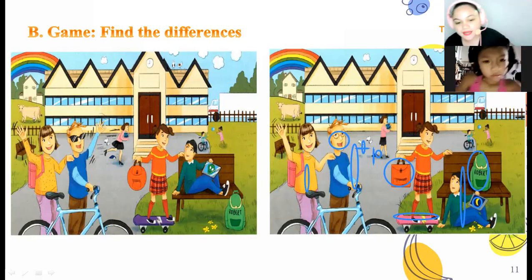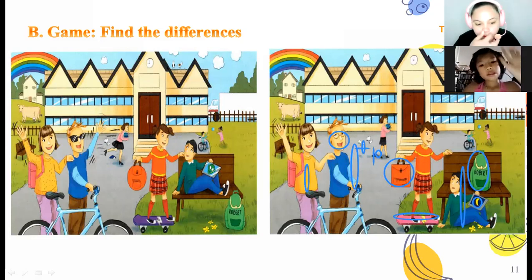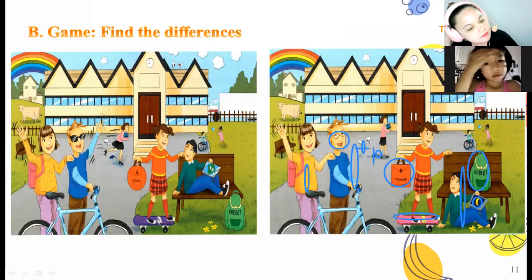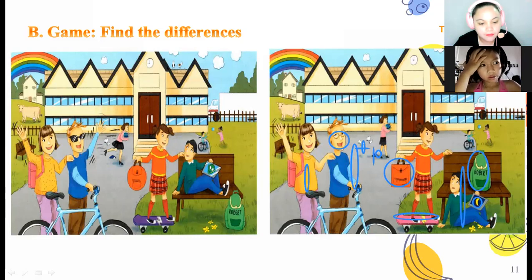Okay. So, can you explain your answers now, Anna? The boy in picture one is wearing black sunglasses. The boy in picture two is wearing other glasses. The girl near the boy is wearing a yellow sweater and is wearing black pants. The girl in picture two did not have black pants.